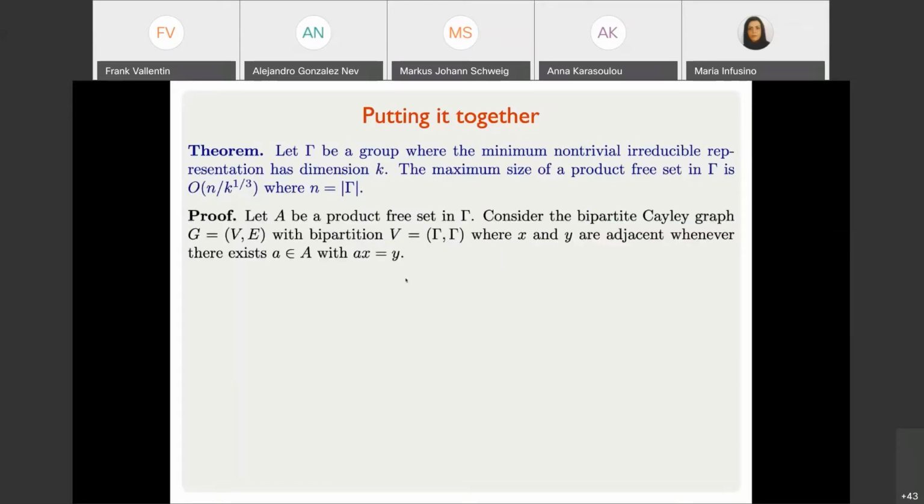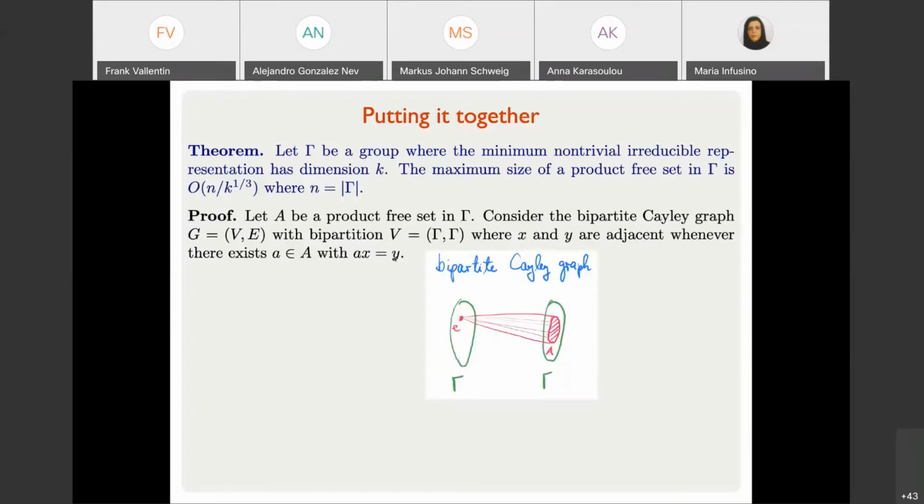So first of all, we are going to define a bipartite graph. This bipartite graph will depend on Gamma and on the product-free subset. So suppose we have a product-free set in Gamma. Then we consider a bipartite Cayley graph with bipartition Gamma, Gamma. On the left side, we put all the elements of Gamma. On the right side, we also put all the elements of Gamma. And then we say that x and y are adjacent whenever there exists an element A inside of the product-free set so that Ax is equal to y.